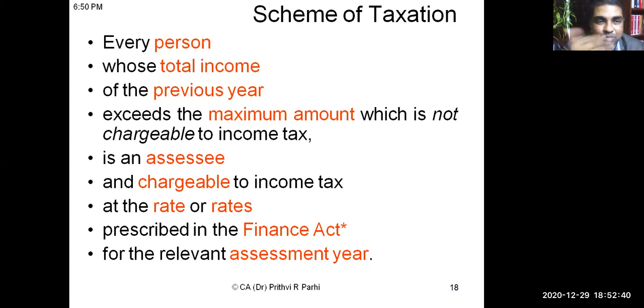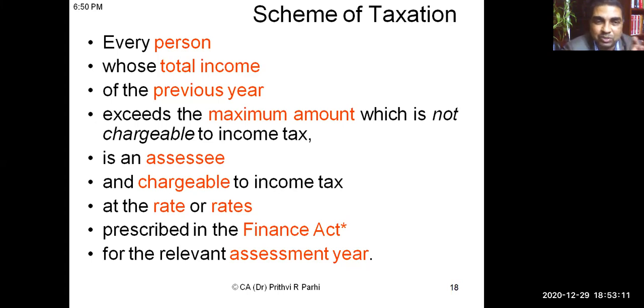So first we'll be understanding the meaning of all these terms. Every person whose total income of the previous year. So I need to understand how total income needs to be computed. What is the meaning of previous year? And I need to know that only when the total income exceeds a maximum amount, which law prescribes, there will be tax. That means up to that, if you earn, there is no tax. Only when it exceeds that, there will be tax on your total income.